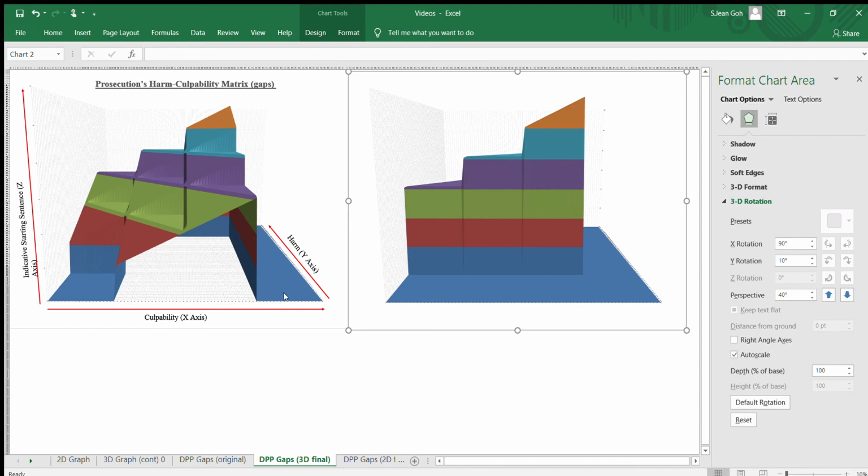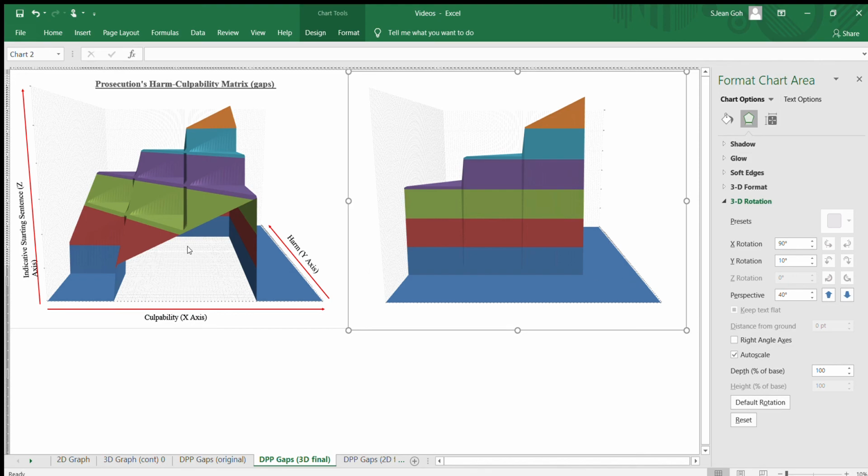There are, however, other areas which involve 2D surfaces that are not acceptable. I refer to the areas corresponding to infinite harm and/or infinite culpability. I refer in particular to this area which corresponds to culpability and harm when it approaches infinity. This has an indicative starting sentence of 0 years imprisonment, and this is because the prosecution's framework does not apply in such cases. This must plainly be wrong.